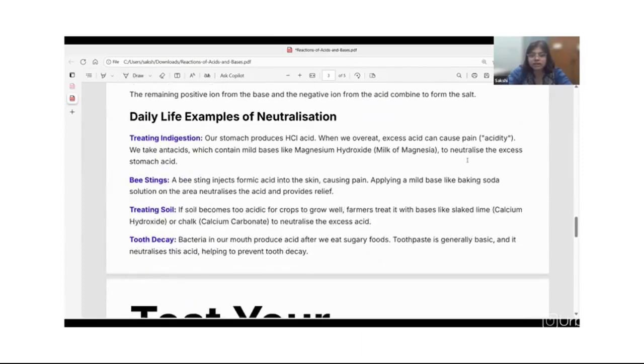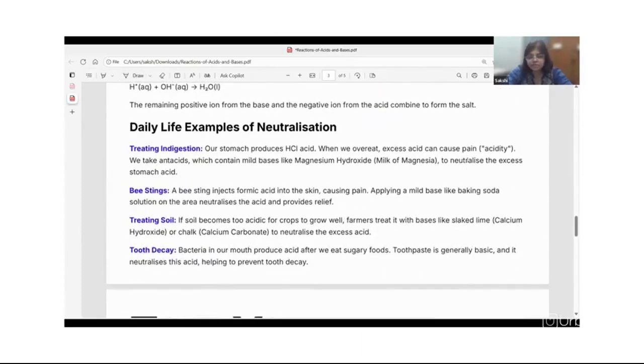Now, what are the daily life examples of the neutralization reaction? First is treating indigestion. What happens when we eat acidic food or we overeat? Some acid develops in our stomach, right? So now how do we treat it? Basically, we take medicines like magnesium hydroxide, that is milk of magnesia. That is a base. Base and acid react together to form salt and water. So basically, it neutralizes the excess of acid present in our stomach.